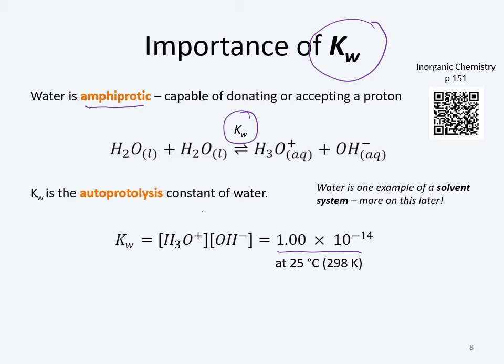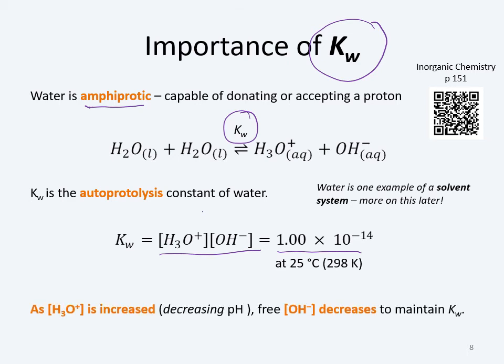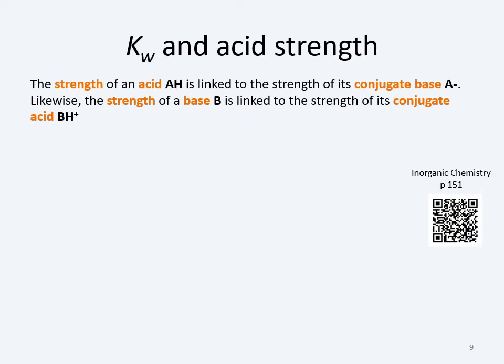The value of this constant is just the concentration of products, so we're not dividing it by anything, because the activities or indeed the concentrations of H2O are equal to 1. The key point about this is that Kw stays fixed. So if you increase the amount of H3O+, you will have to decrease the amount of OH- in order for Kw to stay fixed. It also means that if you know the concentration of H3O+, then you can calculate the concentration of OH-. And again, this gives us our pH scale in water.